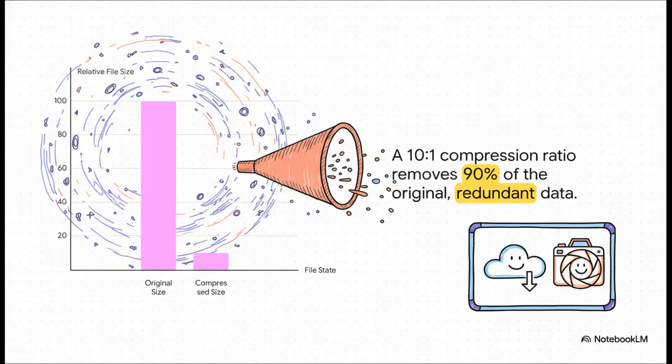And the result is, well, it's dramatic. A pretty standard 10-to-1 compression ratio means that 90% of the original data has been identified as redundant and just removed. This is how we can send photos so easily across the internet. We're keeping what our eyes need, and we're just tossing the rest.